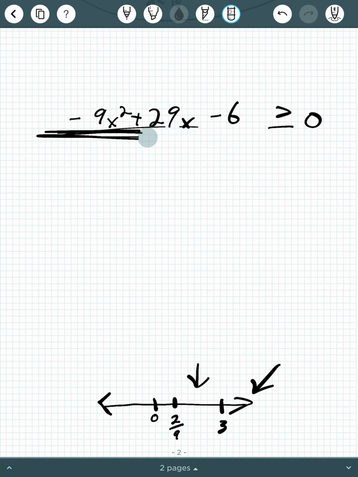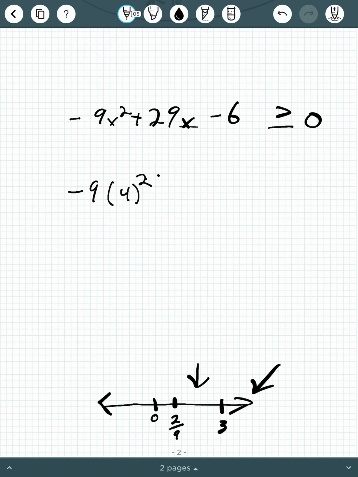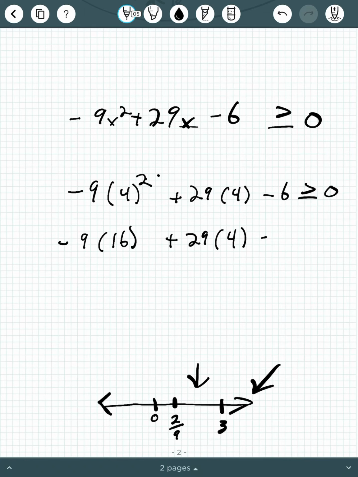All right. At this point, we've seen that anytime we do this, it ends up being in between our boundary points if it doesn't work outside of one of them. So just keep that in mind as we test. We'll test greater than 3 just to see. Let's pick 4 to test it out. So I have negative 9 multiplied by 4 squared plus 29 multiplied by 4 minus 6 is greater than or equal to 0. 4 squared is 16, so we'll do negative 9 times 16 plus 29 times 4 minus 6 is greater than or equal to 0.